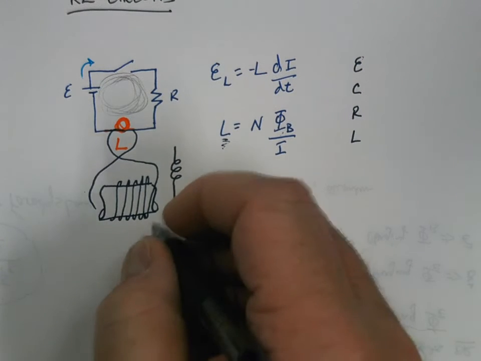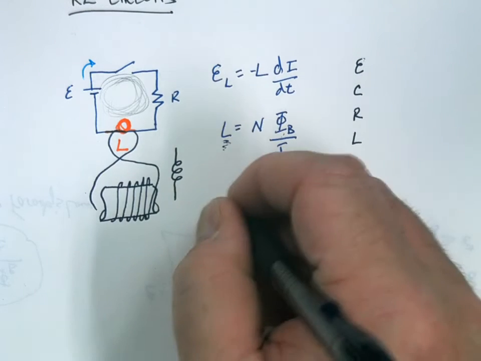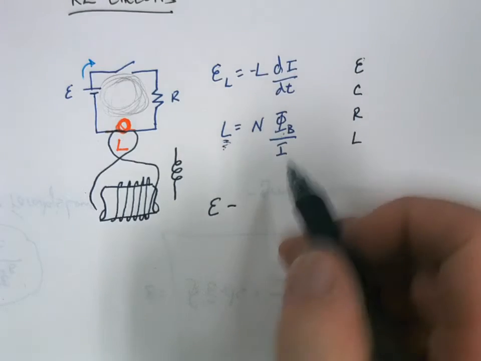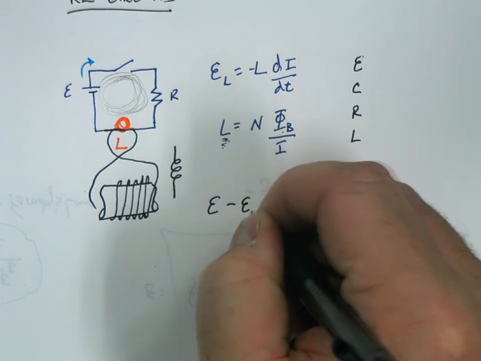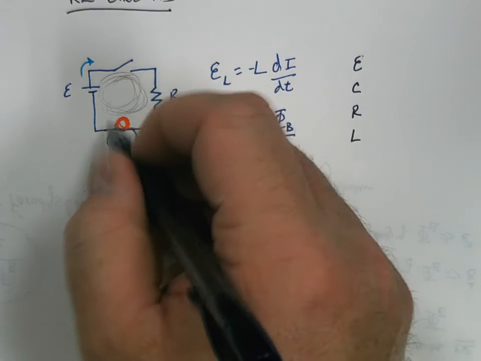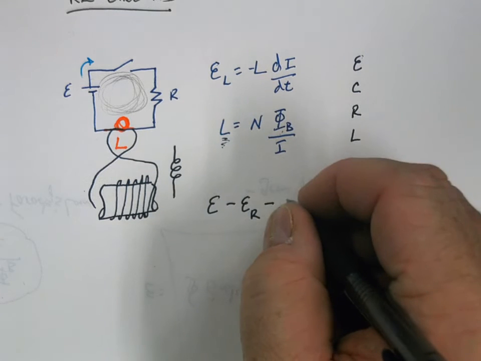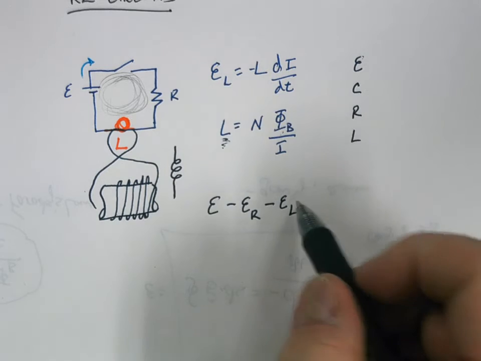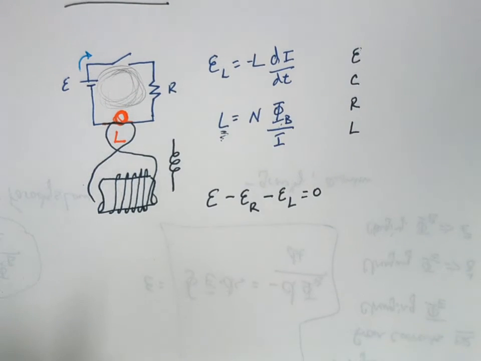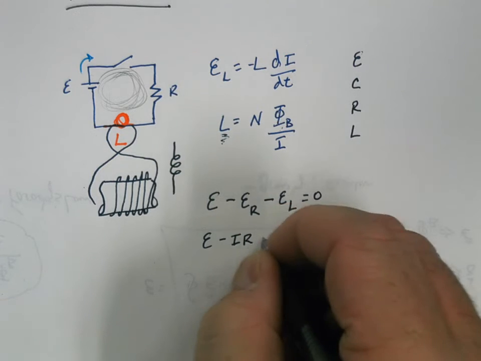If we do our voltage walk now, we have our initial voltage. Come around, we have our voltage from our resistance. We have another voltage drop here. This is our back voltage, the voltage pushing back, which is our voltage from our inductor. And then we come back to 0. But what is this?